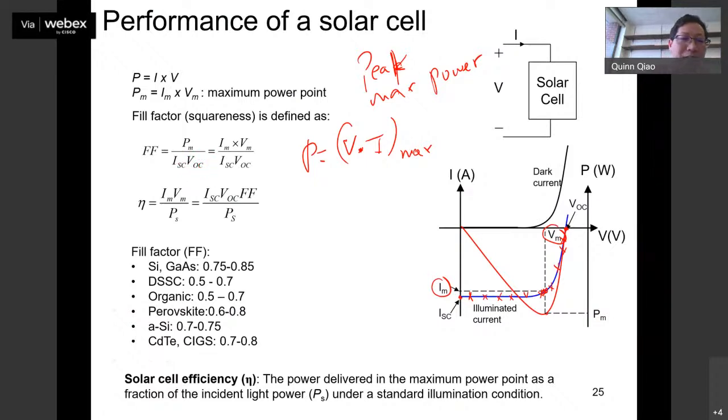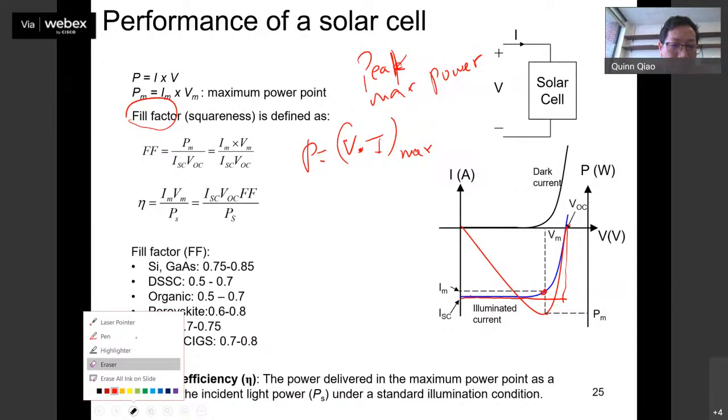Another thing is defined as the fill factor. Fill factor basically, if I remove all these things here, what is fill factor? Fill factor means you use the ISC and then the VOC, you get what? You get a triangle. Not triangle, you get a rectangle, right? You get a rectangle here. And then from the VM, IM, you also get a rectangle. Now you see this one, I use a different color, okay?